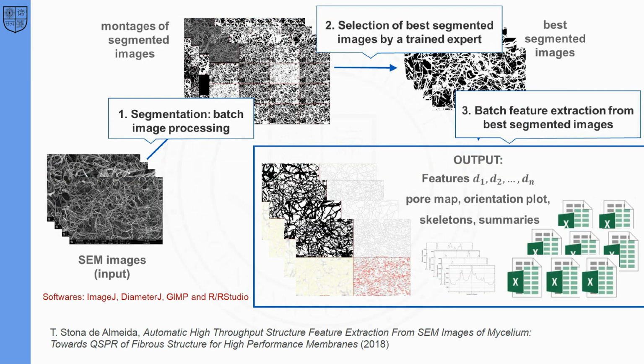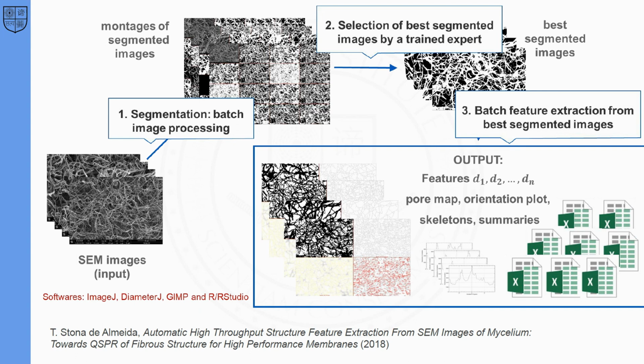ImageJ was the software chosen to segment the images, using the extension DiameterJ for specific characterization of fibrous microstructures. DiameterJ was designed to extract features from electrospun nanofibers. Using this tool for mycelium came with lots of supervised steps and manual classification of the micrographs.